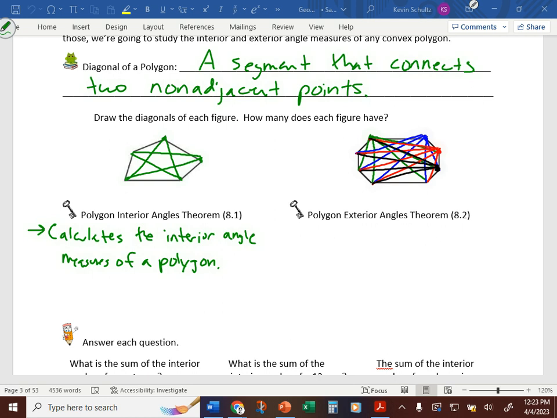So, I'll cut that down. This calculates the interior angle measures of a polygon. How many degrees does a triangle have? 180. How many degrees does a quadrilateral have? 360. And we prefaced this by talking about all those different ones: parallelograms, rhombi, rectangles, kites. It doesn't matter. Any four-sided shape will have exactly 360 degrees in it.